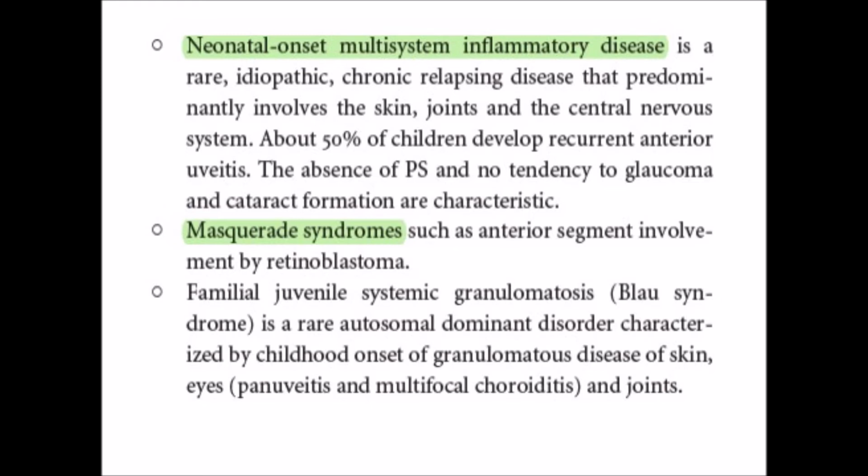Masquerade syndromes such as anterior segment involvement by retinoblastoma. Familial juvenile systemic granulomatosis, Blau syndrome, is a rare autosomal dominant disorder characterized by childhood onset of granulomatous disease of skin, eyes, panuveitis, and multifocal choroiditis, and joints.